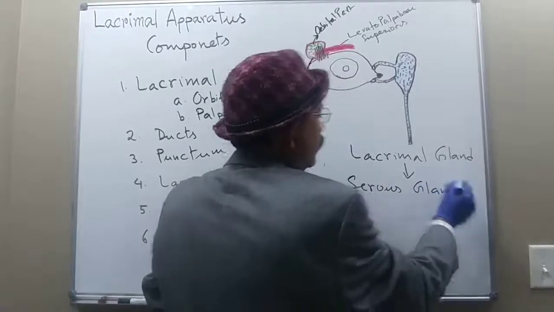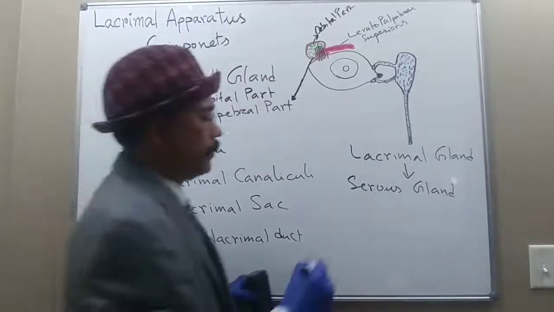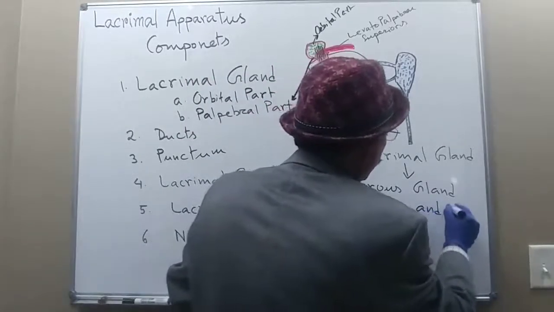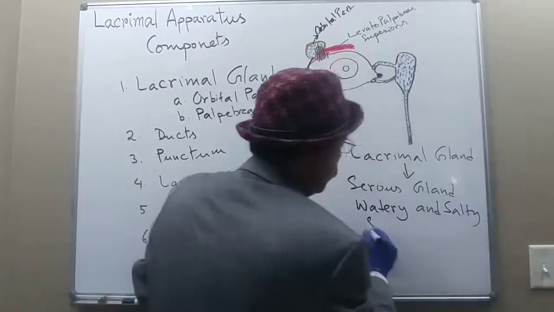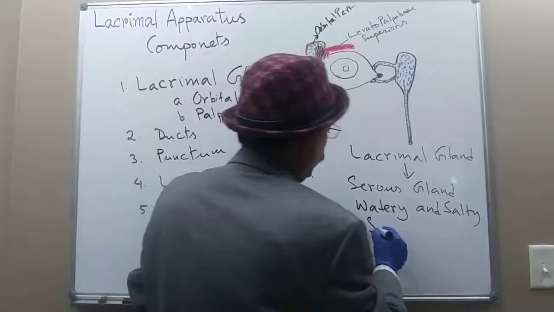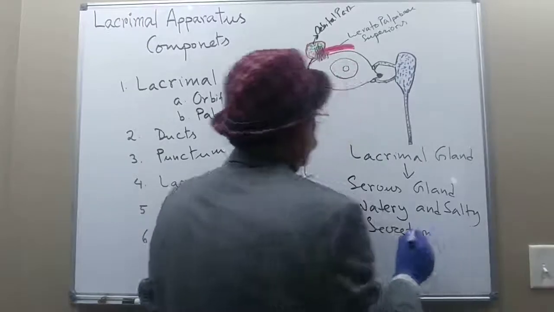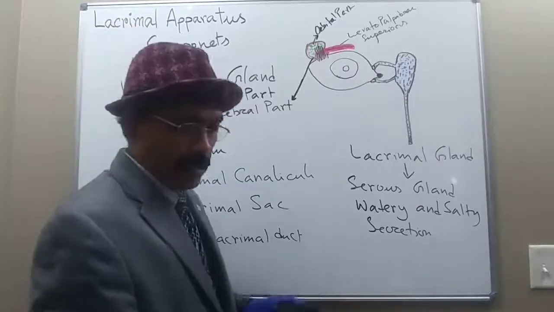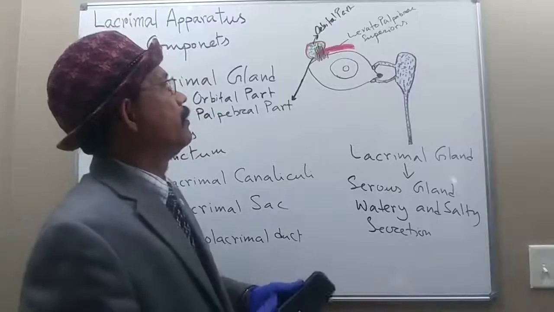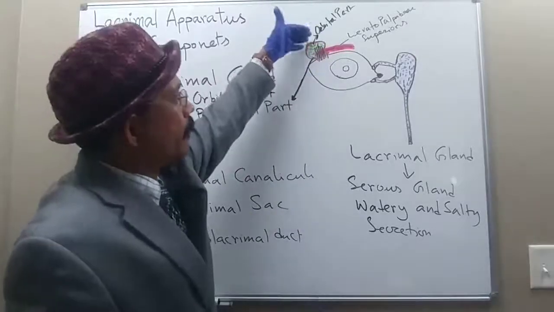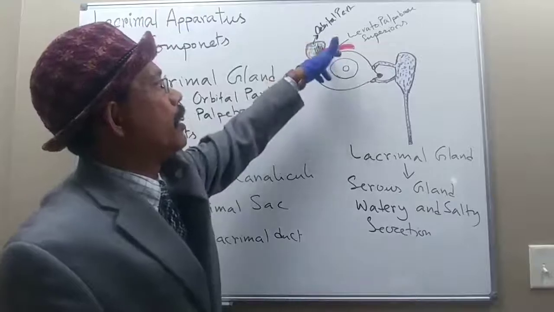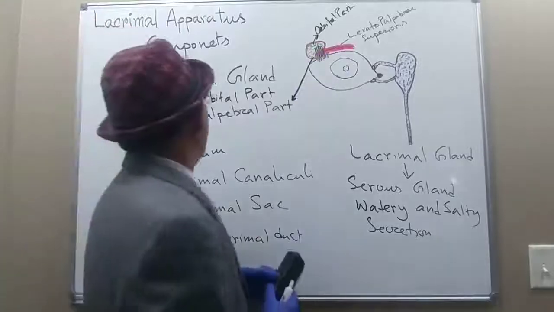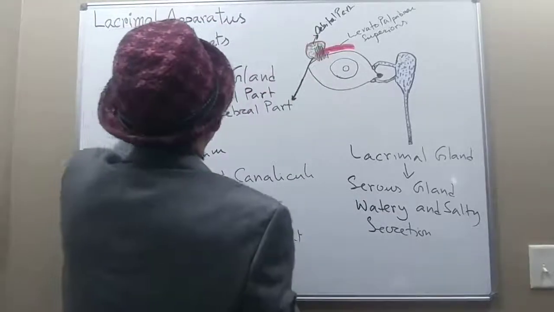Its secretion is watery and salty, like saline secretion. So we got the lacrimal gland. Its location is partly inside the bony orbit and partly in the upper eyelid. The lower part or palpebral part is in the eyelid.